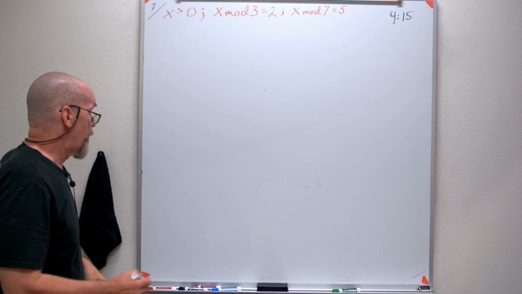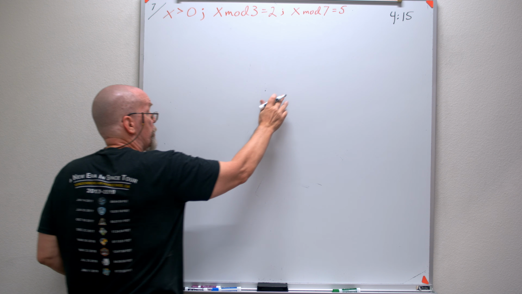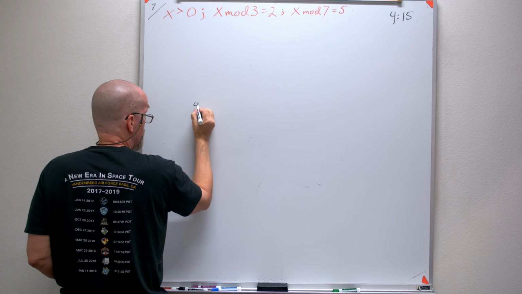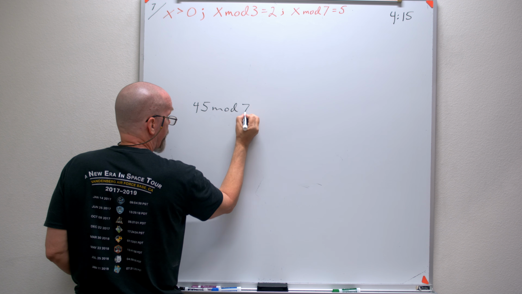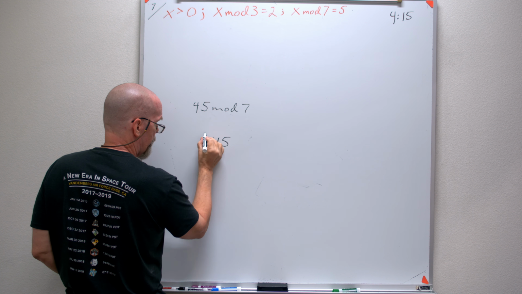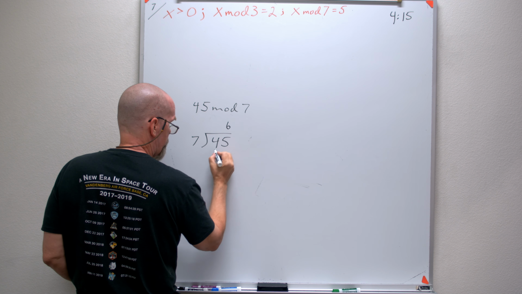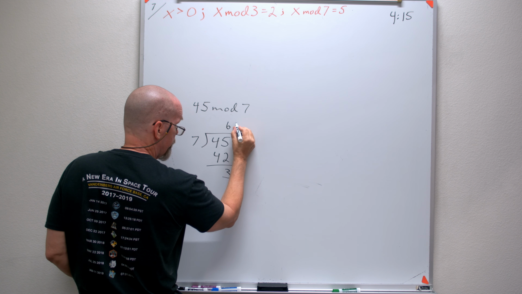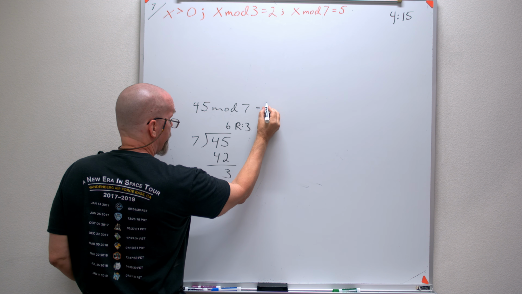Real quick word on what modulus is, because people sometimes just don't understand it. I'm just going to make up a number and we'll see what comes out. I'll say 45 mod 7. What you do for this, you do a division. 45 divided by 7 goes 6 times. That's a 42. There's a remainder of 3. That remainder is your modulus.